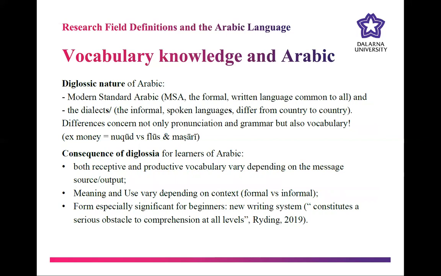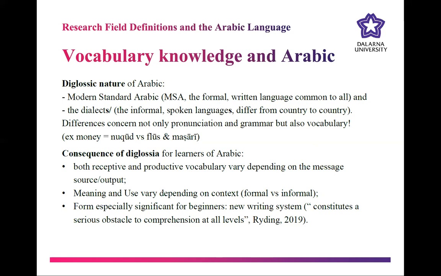The distinction between receptive and productive vocabulary is especially significant because of the diglossic nature of Arabic. The differences between standard Arabic and the dialects are not just related to pronunciation and grammar, but often concern the vocabulary itself. One example is the word for money. In standard Arabic, it's nuqud. In the Egyptian dialect, it becomes flus, and in the Syrian dialect, it's masari. So as you can see, they are totally different words.